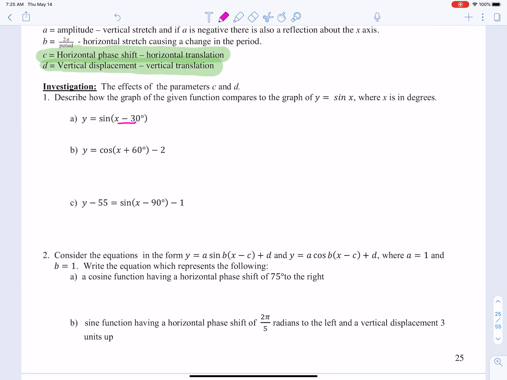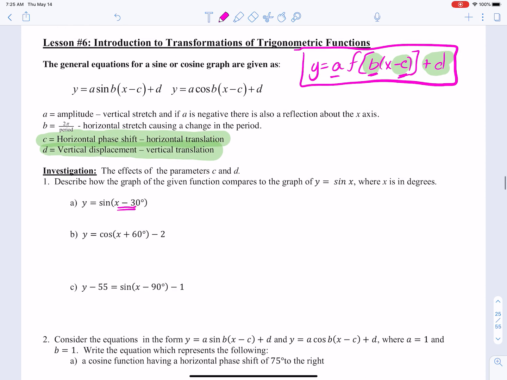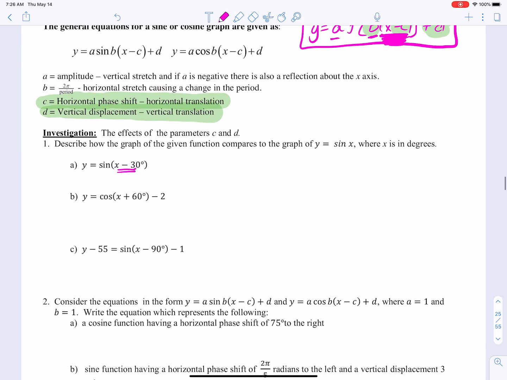Here, as we can see from up here, it indicates a horizontal translation, but again, we're going to call it a horizontal phase shift. So we're going to say horizontal phase shift 30 degrees right. And we remember from transformations, the sign is kind of opposite intuitively to where we would go.